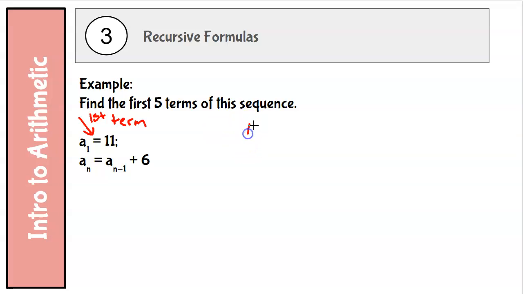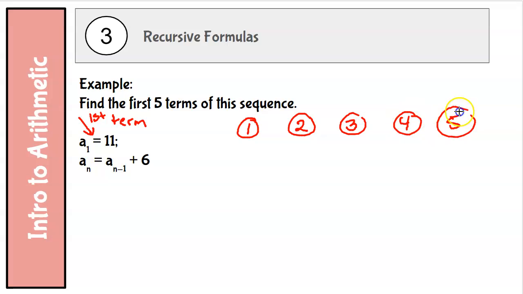It really helps me, at least, to write 1, 2, 3, 4, 5. Because a lot of times students will forget that this is the first term. They'll jump right to the second term and call that the first term, but they give you the first term. So you don't really have to find it. It's already given to you. And then this is my recursive formula. Remember, this means the previous term plus 6.